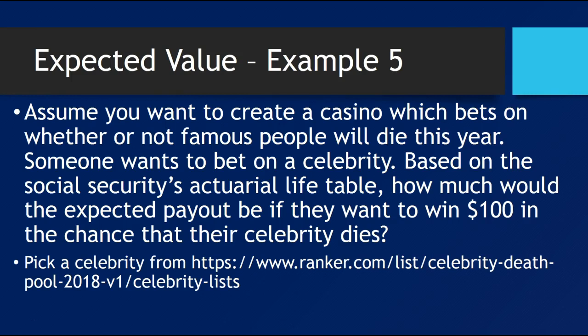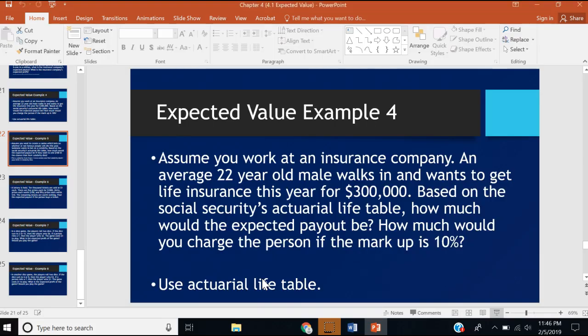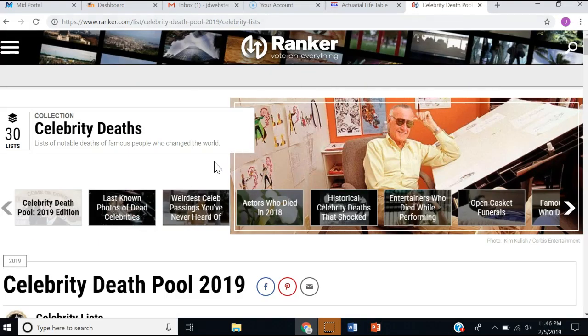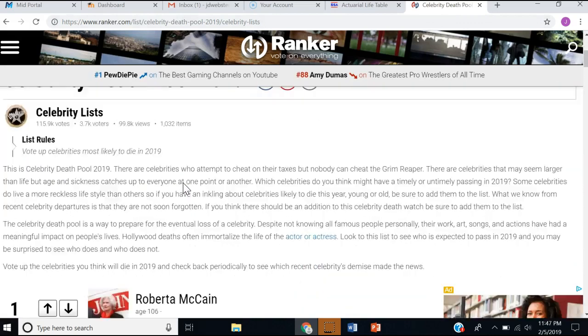Now we'll once again use the actuarial life table. And let's assume that the expected payout is $100 in case the celebrity dies. How much money would we have to ask the bettor to put down in order to actually make money on average? So let's go ahead and pick a celebrity. And this is actually something that people a little bit morbidly do. But here's one such list of celebrities.